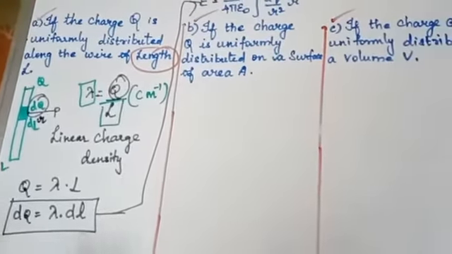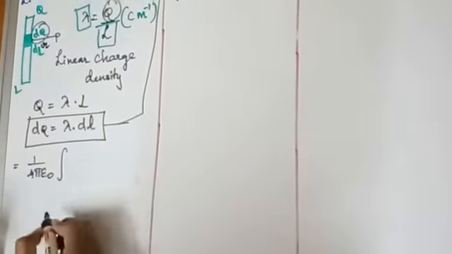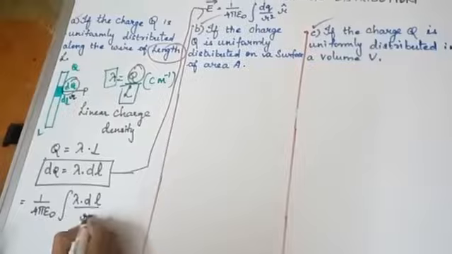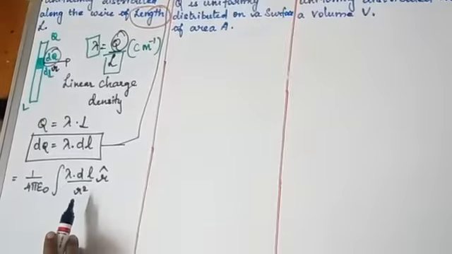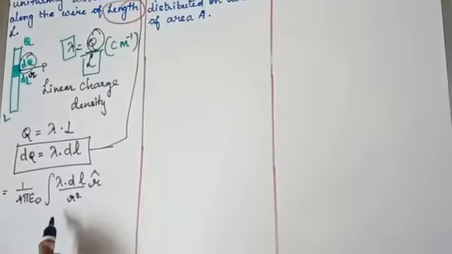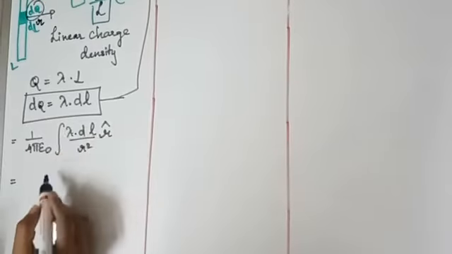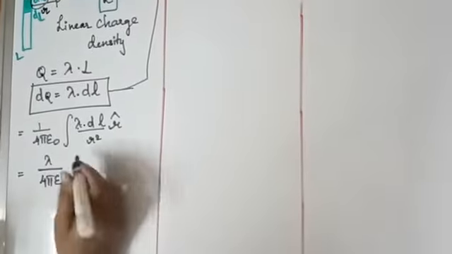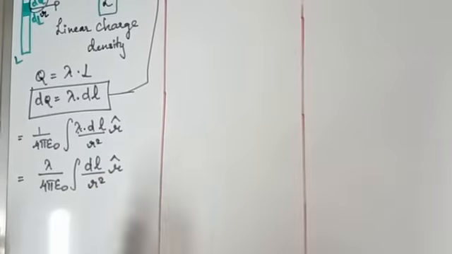So we will get 1 by 4 pi epsilon naught integral of, instead of dq, lambda dl upon r square, r unit vector. This is for the charge Q uniformly distributed along the wire of length L. Now we take all the constants outside. Lambda is also constant because it is a linear charge density. So it is lambda upon 4 pi epsilon naught integral of dl upon r square, r unit vector.